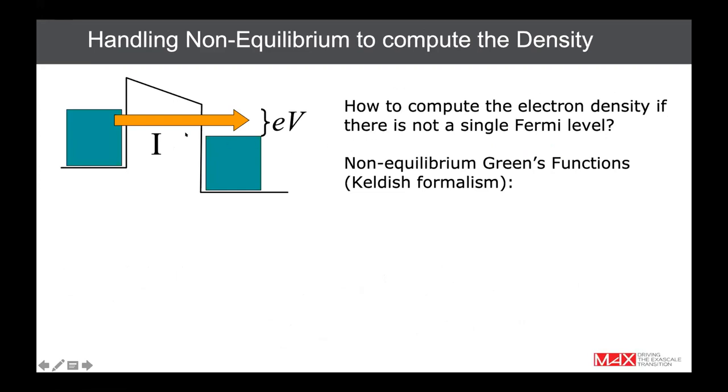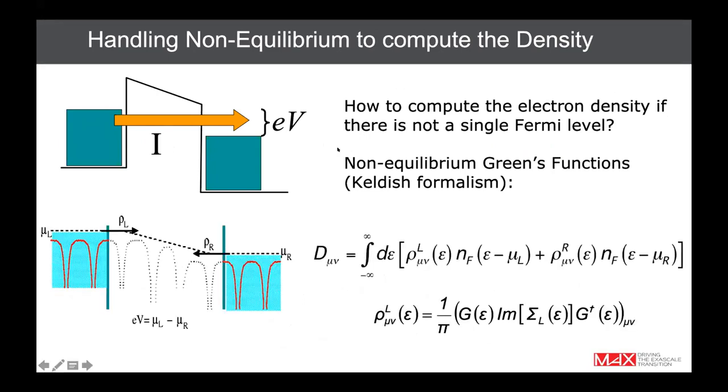It's not so trivial because in this particular case, you have a bias between the two electrodes. So you have two different Fermi levels. So how can you compute the charge density, if you have two different Fermi levels, you don't know how to fill the electronic levels, because for that, you need to know up to which level you are filling out.